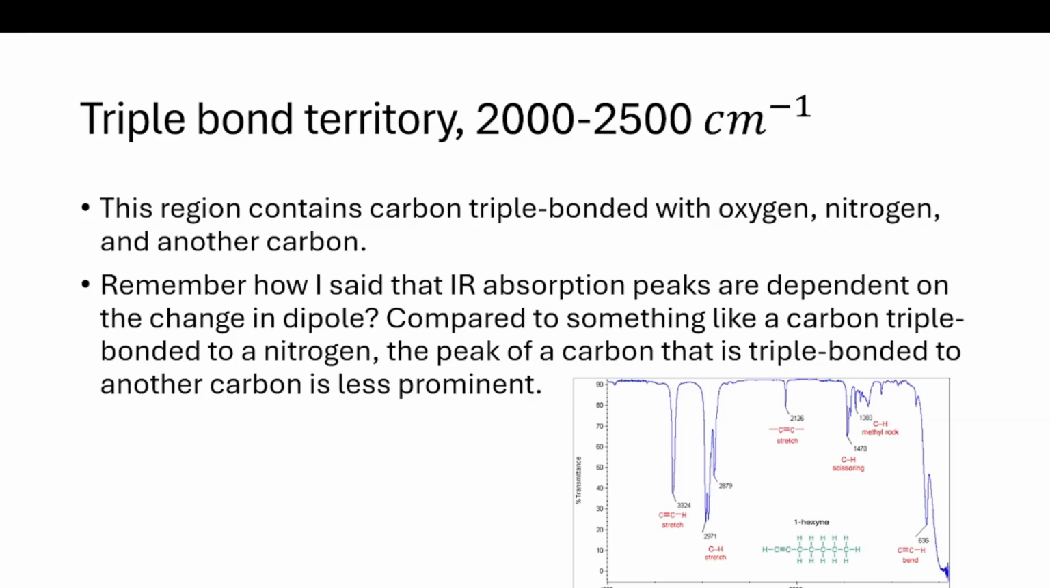Now, I want to also talk about how dipole affects IR absorption peaks. So, imagine that we have a carbon-carbon triple bond and a carbon-oxygen triple bond. Oxygen is of course more electronegative than carbon, meaning that compared to a carbon triple bonded to an oxygen, the peak of a carbon that's triple bonded to another carbon will be less prominent, and that's because there's not as much change in dipole.